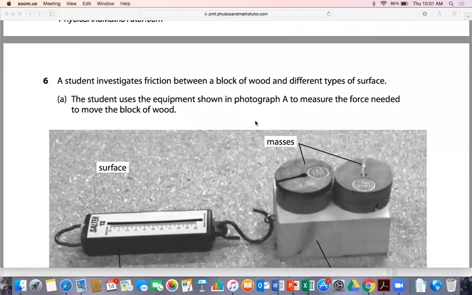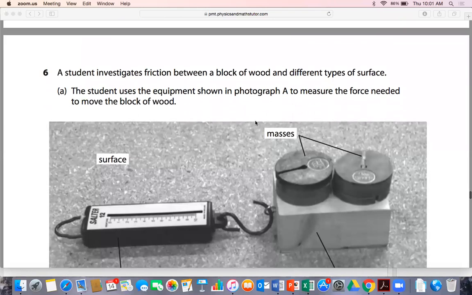A student investigates friction between a block of wood and different types of surfaces. So we're looking at friction now. It's very important when you start reading a question to identify what type of question it is or what topic it relates to, so that when you answer, you will know what kind of answers they are expecting.